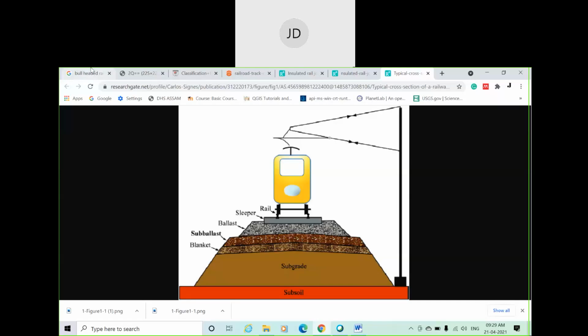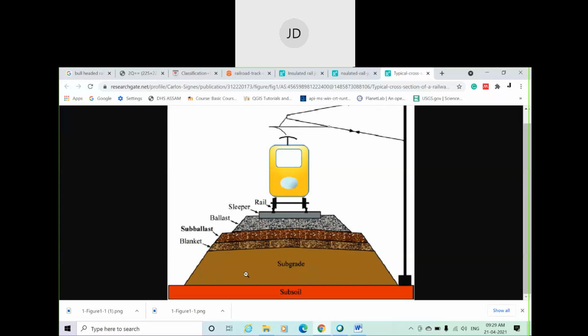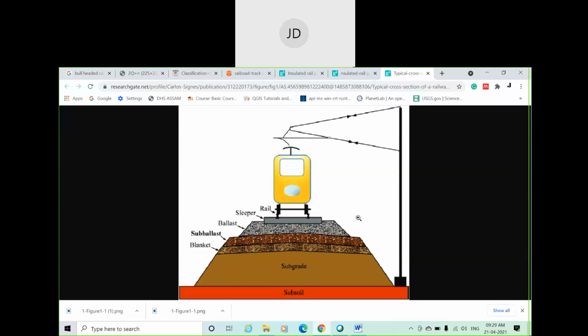Let me share the screen again. Can you see the screen? Is it visible? Yes, yes, sir. Okay. So I think you are familiar with this drawing.